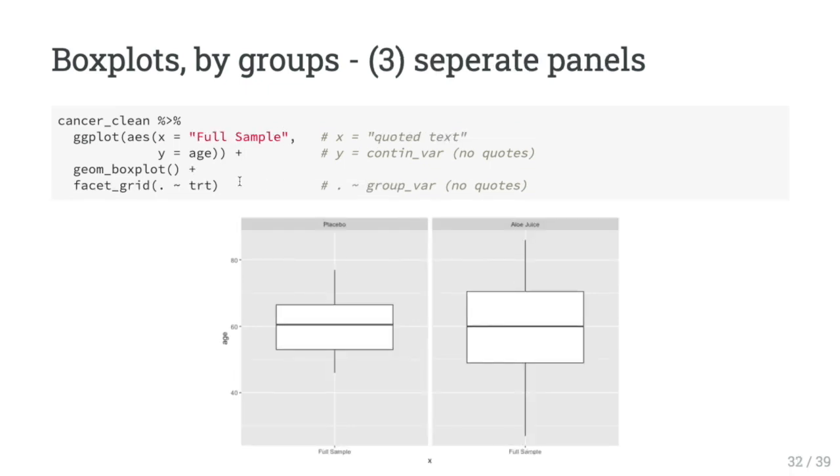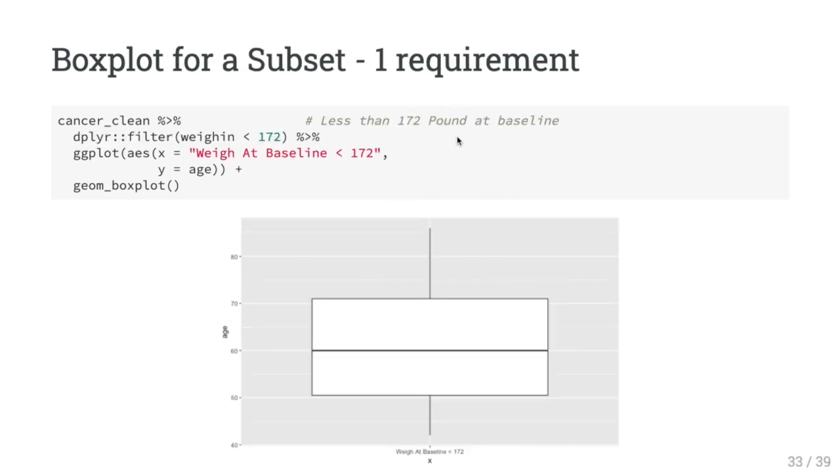We also can facet by this, so we can use facet grid. So we can say we want this by treatment, and then it's going to create a facet for each one. We also can decide, I want to do this for a subset of individuals. So to grab a subset, we can say we want to grab our data and then filter. We want to just grab those that weigh in, so weigh at intake is less than 172.